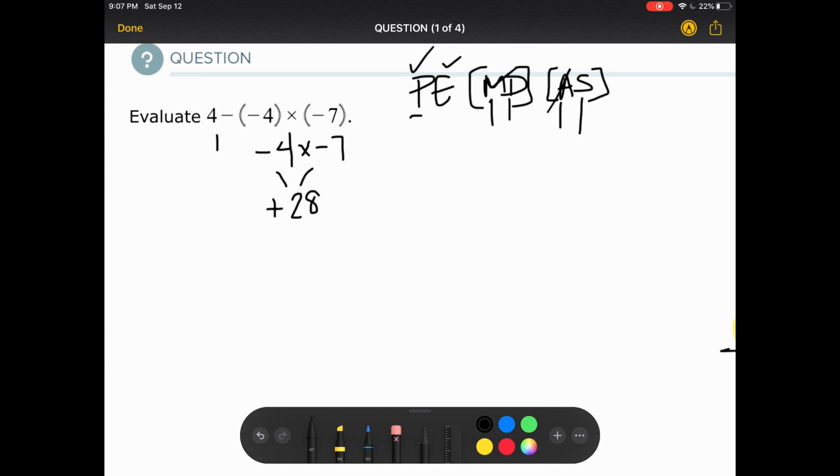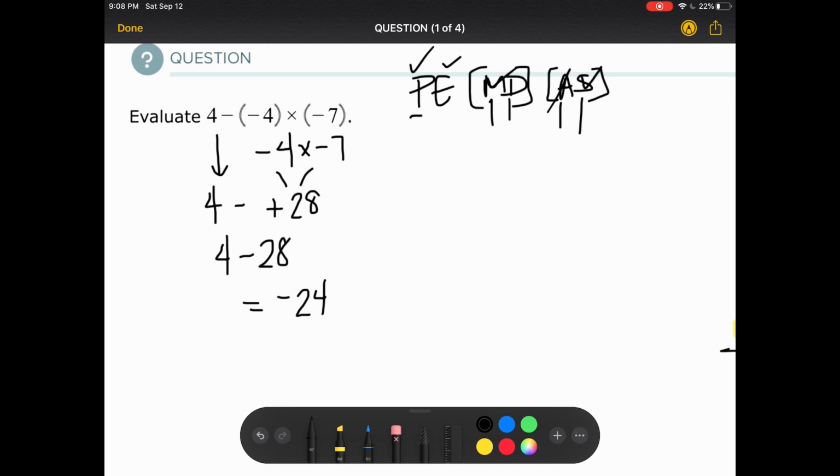Then I go to addition and subtraction. I don't have any addition. I bring this down and I have 4 minus plus 28, which essentially is 4 minus 28, which brings me to my subtraction. That is going to give me a negative number, which is -24.